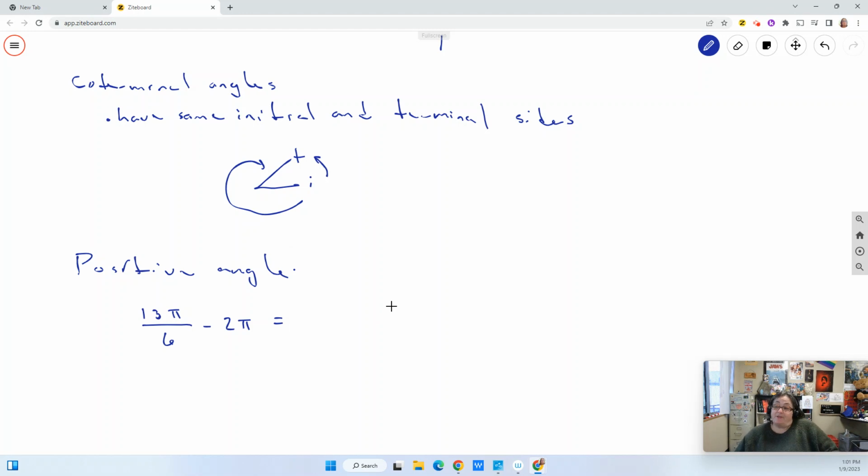Now, how do I do that? I've got 13 pi over 6, and then I've got minus 2 pi. I have to find a common denominator. The good news is there's only one denominator, which right now is 6, so we'll make our common denominator 6. So this would be 13 pi over 6 minus, well, 2 times 6 is 12, so 12 pi over 6, and we wind up with pi over 6 as our coterminal angle.